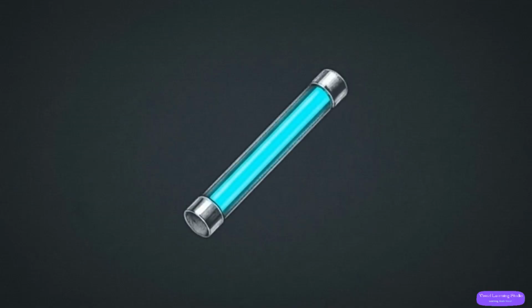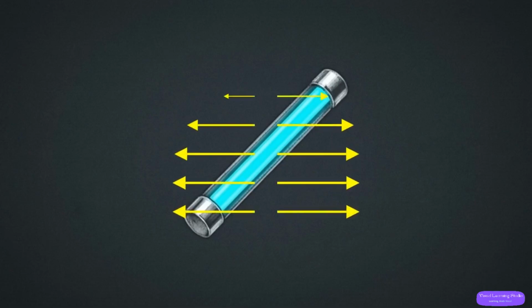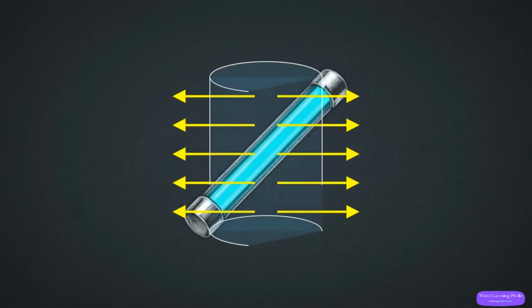Let's apply this to an infinitely long charged wire. Because the wire is a straight line, its electric field radiates directly outward in all directions, creating a cylindrical symmetry. So we draw a cylindrical imaginary boundary right around it. We split this cylinder into separate surfaces to calculate the flux.